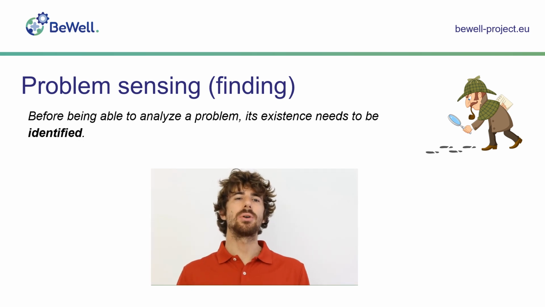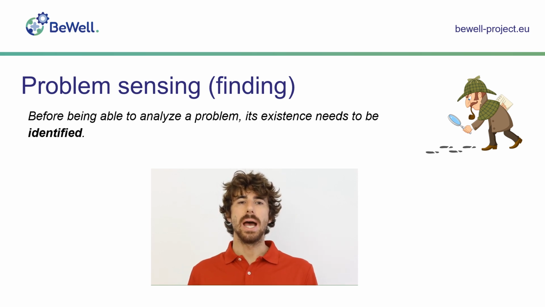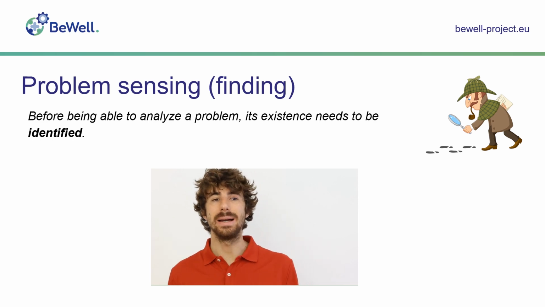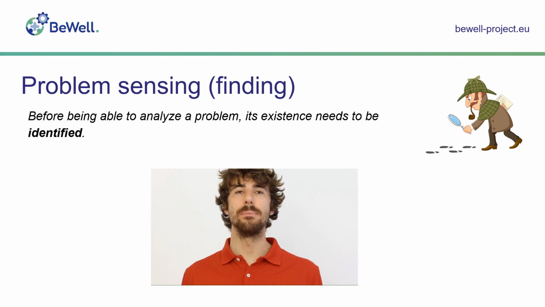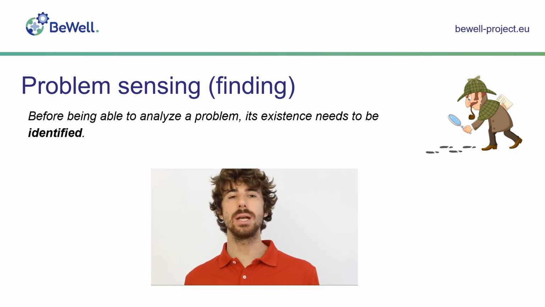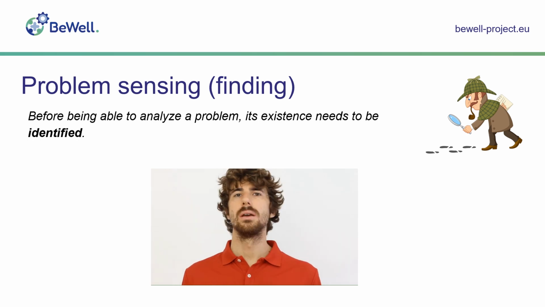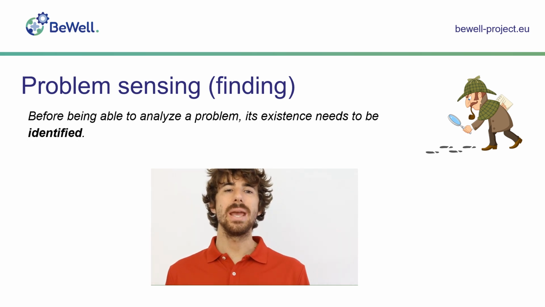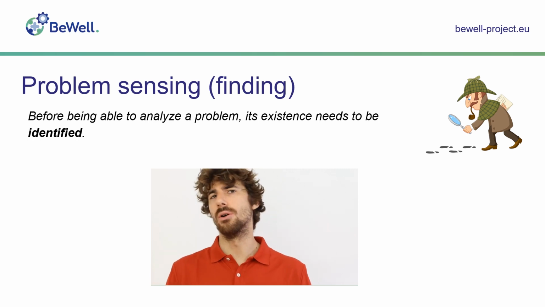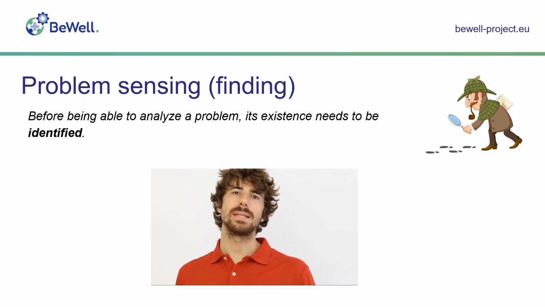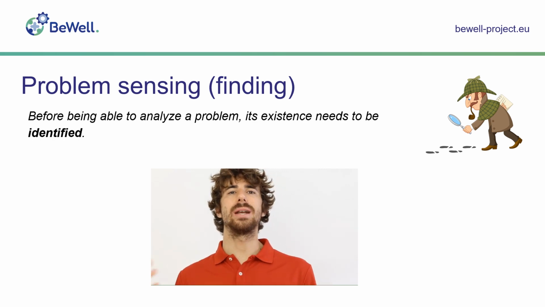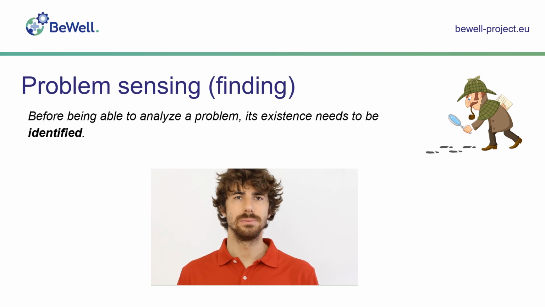Now, let's talk about problem sensing, also called problem finding. Before being able to analyze a problem, its existence has to be identified. This might seem quite obvious, but quite often, problems will have an impact for some time before they are brought to the attention of someone who can do anything about them. This can happen for many reasons, mainly related to a communication issue or communication gap between stakeholders. For example, the staff, so the workforce, and the management not talking to each other.